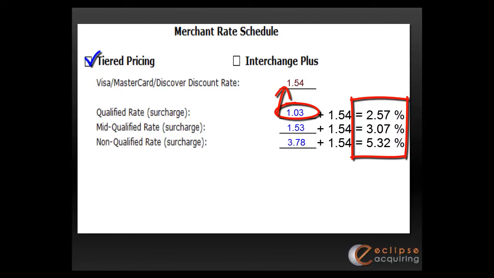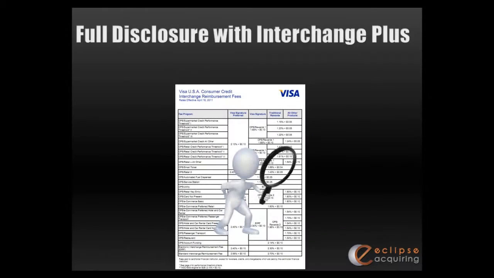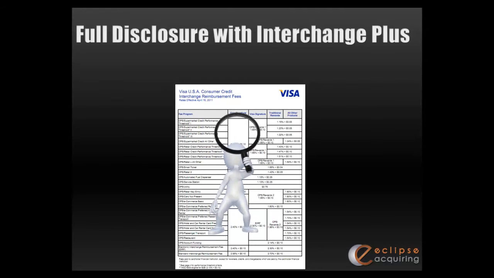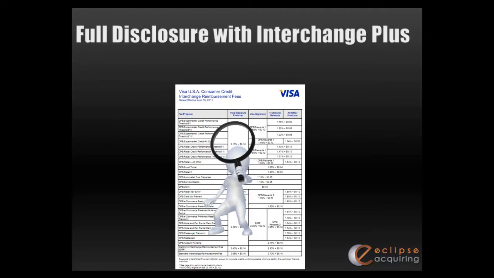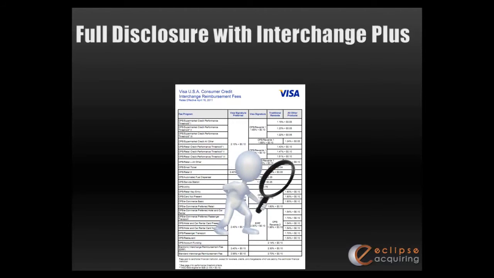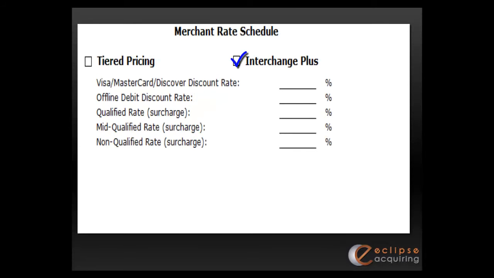Now, in comparison, let's look at how Interchange Plus is calculated. With true Interchange Plus pricing, the actual costs are passed through to the merchant, and all of the costs of the processing are disclosed for the merchant to see, including interchange and the dues and assessment costs. The processor then will work with the merchant to establish the discount rate, the percent that is charged over the interchange or pass-through.